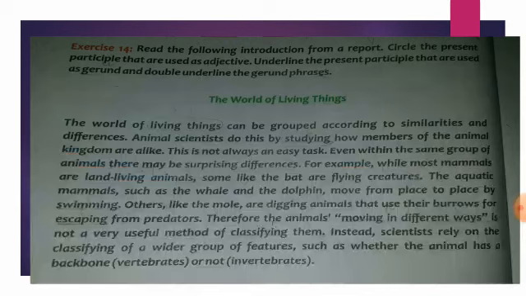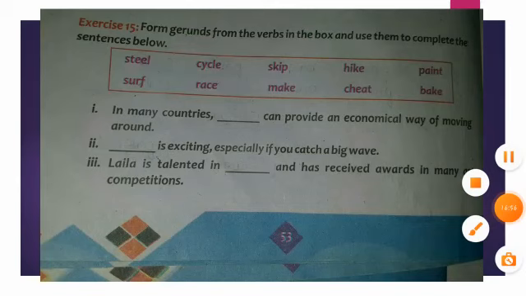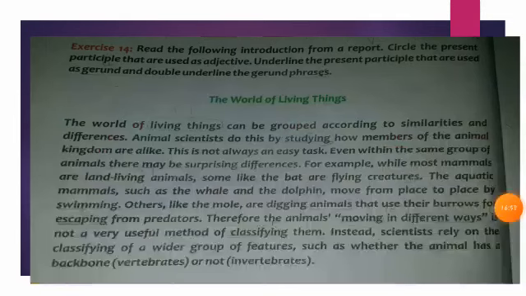Exercise number 14. Read the following introduction from a report. Circle the present participles that are used as adjectives. Underline the present participles that are used as gerunds. Okay, circle the present participles that are used as adjectives. Underline the present participles that are used as gerunds and double underline the gerund phrases. Okay, now you have to do this.